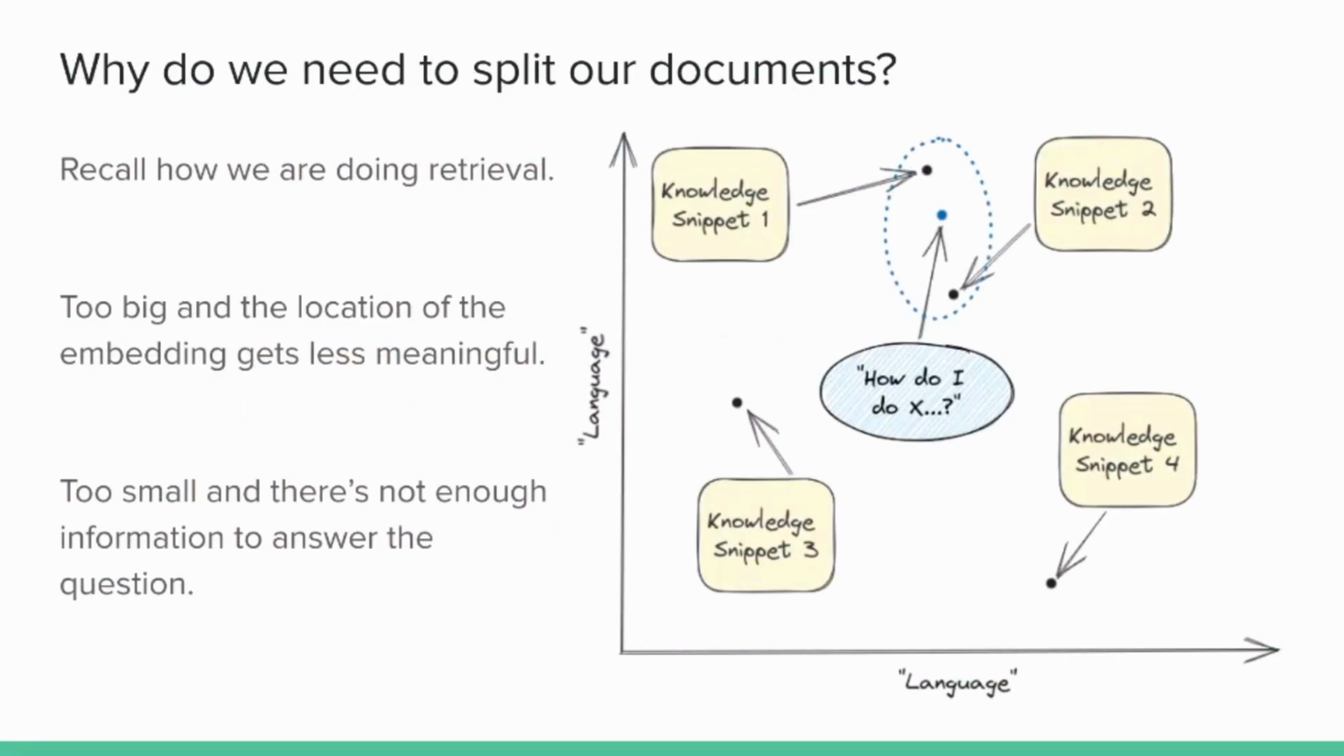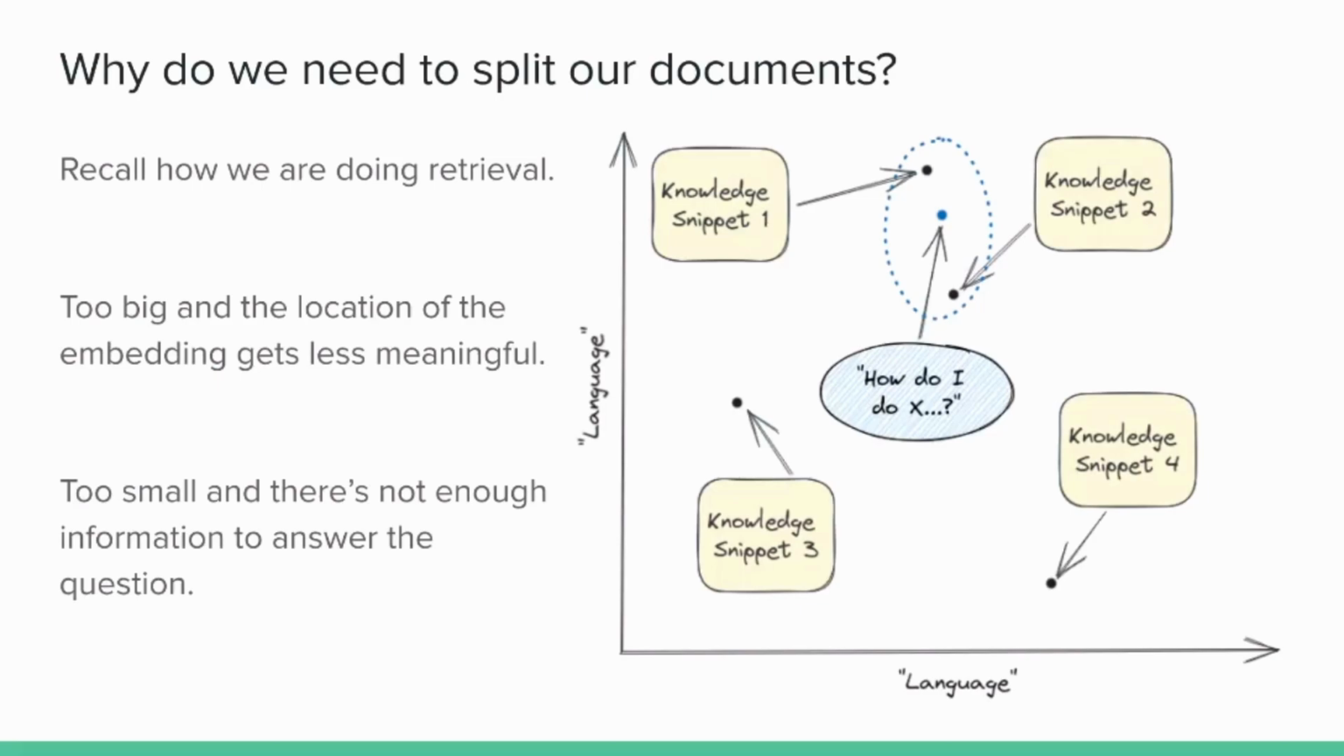And why do we need to split our documents? So if you recall how we're doing this retrieval step, each document gets plotted in this vector space. And so if you imagine a book, and let's say we were indexing a chapter of a book, and in that chapter, a boy goes to the store and he buys some groceries, and then he comes home and he plays with his dog, and then he has dinner, and maybe it's a boring book.